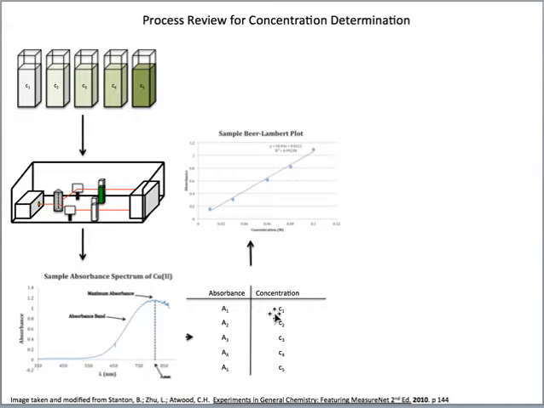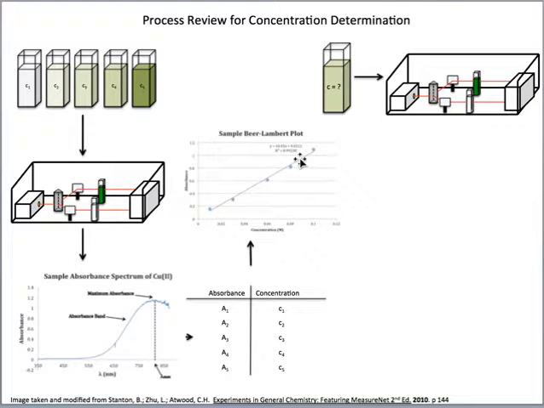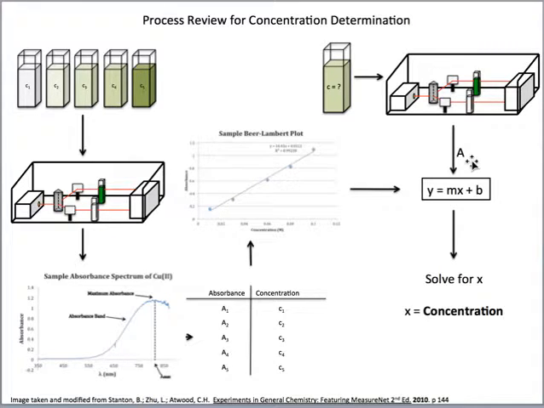That gives you a table of data of absorbance versus concentration, which we can use to make our Beer-Lambert plot. Again, include the lambda max that you used. All right, on that Beer-Lambert plot, we can include a linear fit equation. That linear fit equation we can then use with the absorbance of an unknown solution, plug in for y to solve for x, and we get our concentration.